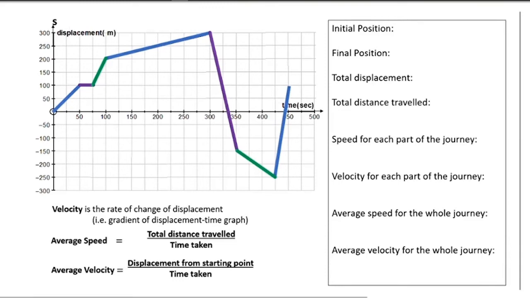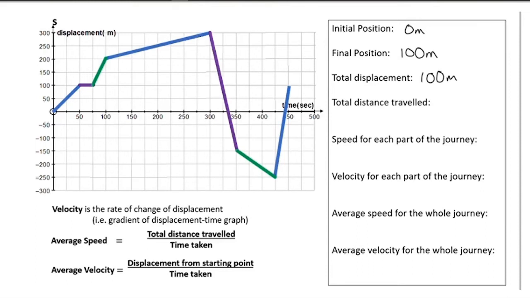So if we wanted to talk about the initial and final position of this displacement time graph, the initial position is 0 meters away from where I'm measuring. Its final position, the very end of the journey, is 100 meters away in the positive direction. This means that the total displacement is 100 meters. Regardless of the fact that we can see there's quite a lot happening in the journey, we're only interested in the start point and its current position. So the total displacement is 100 meters.